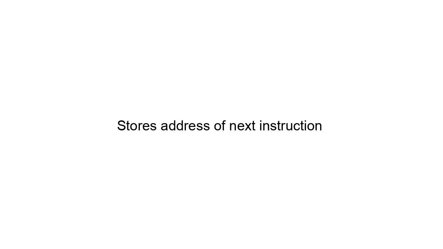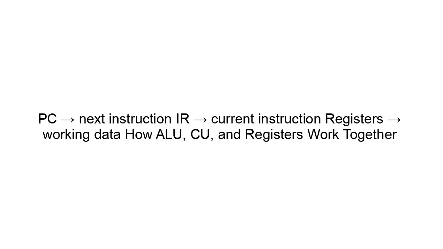Types of registers: program counter, PC, stores address of next instruction. Instruction register, IR, stores current instruction. Accumulator stores intermediate results. General purpose registers are used for temporary data storage. Example concept: PC means next instruction. IR means current instruction. Registers mean working data.